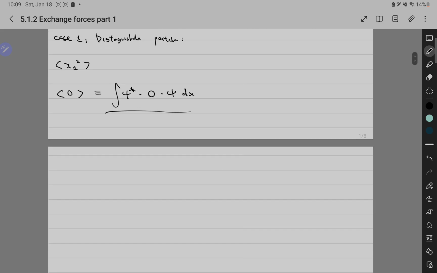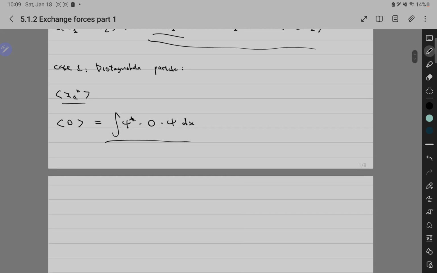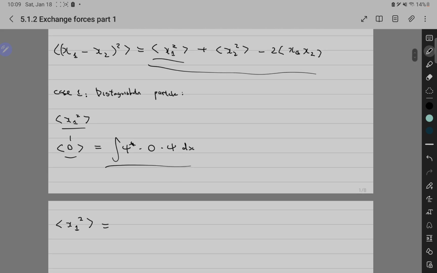So the case for our x1 squared here is that our observable here is x1 squared. So our operator O in this case is just going to be x1 squared. So if we follow the same formula, this is going to be, in fact, one of the key differences here between x1 squared and O, is that x1 squared actually relies on both x1 and x2.